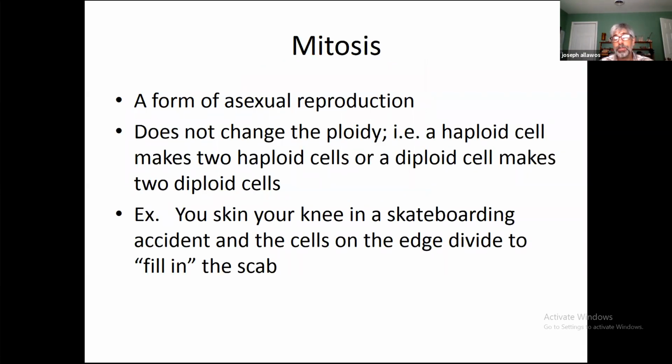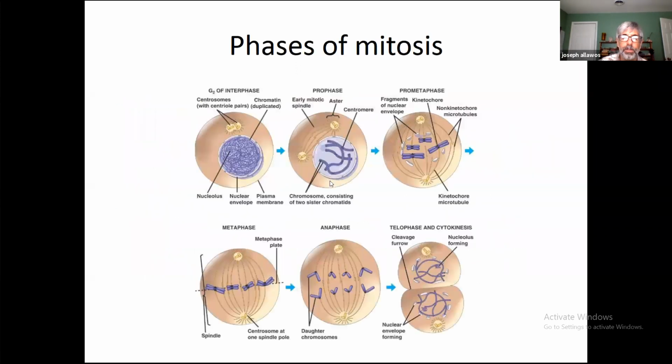We already did mitosis. Just to review, it's asexual reproduction. One cell makes 2. It doesn't change the ploidy, so haploid cells can do mitosis, diploid cells can do mitosis, and it doesn't change the ploidy. And then we walked through the phases, which I won't elaborate on now. We've done all this.